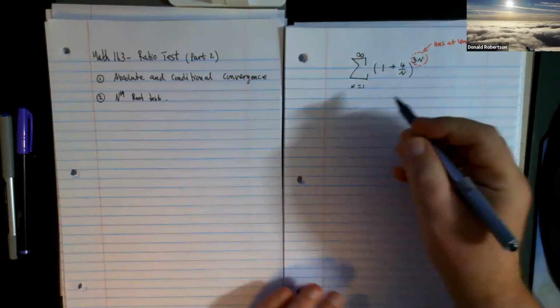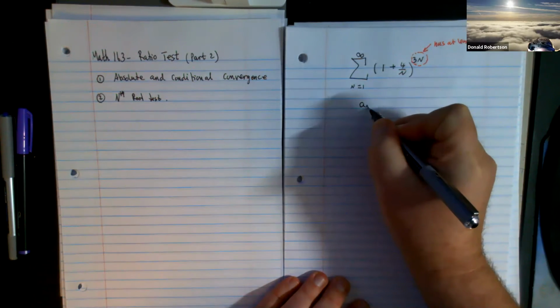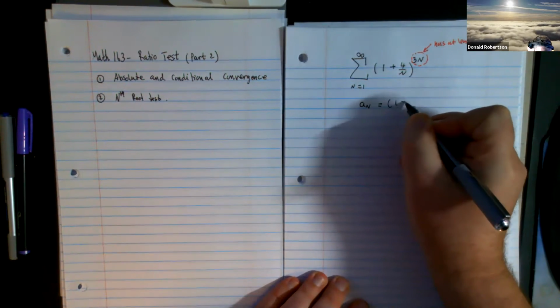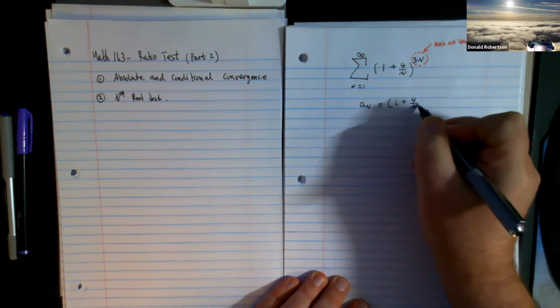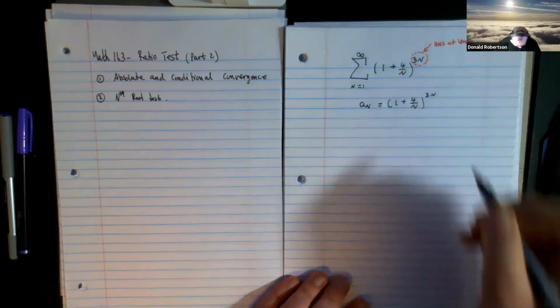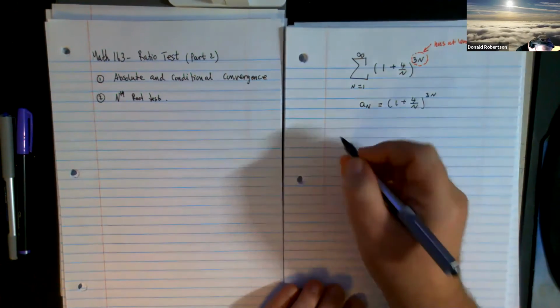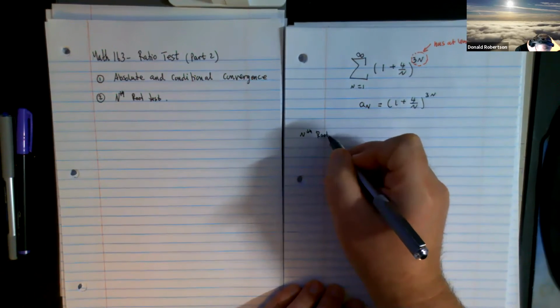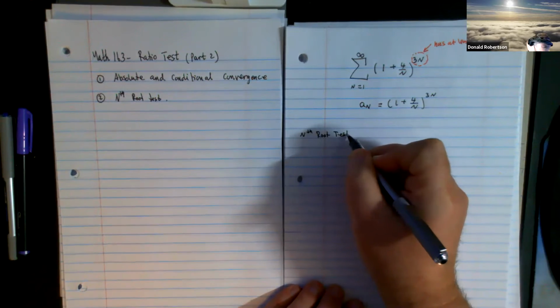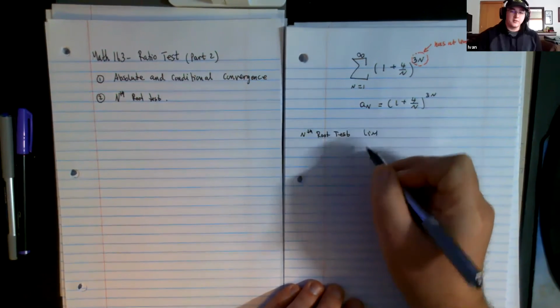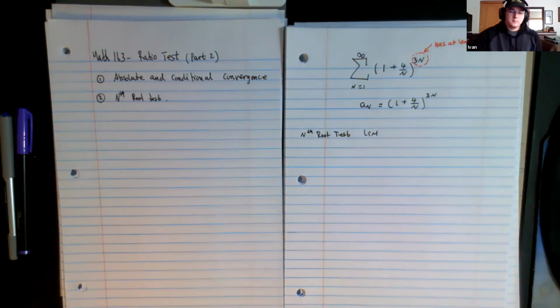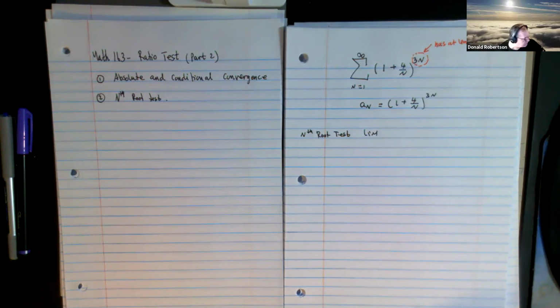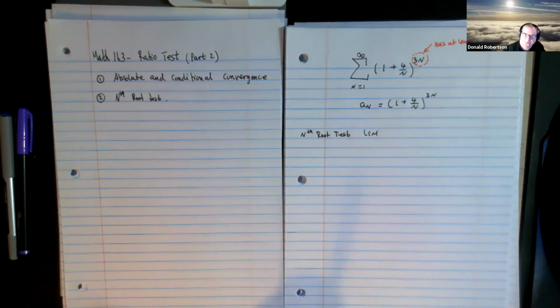Now, in this case then, a_n would be that fella. And what the nth root test says is... Does this include negative powers? Yes, so it could be negative 3n, if that's what you mean, yes.